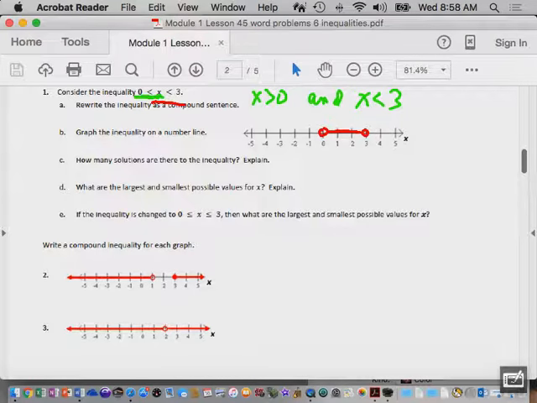Okay, what are the largest and smallest possible values for x? If it's an integer, what's the largest possible value? AJ? 2. Good. If it's an integer, what's the smallest possible value? Evan? 1. Nice. What if they're rational numbers? Largest value? AJ? 2.9. No, because I could do 2.99. Oh. There is no largest value. Okay, there are infinite number of answers, but there is no largest value.